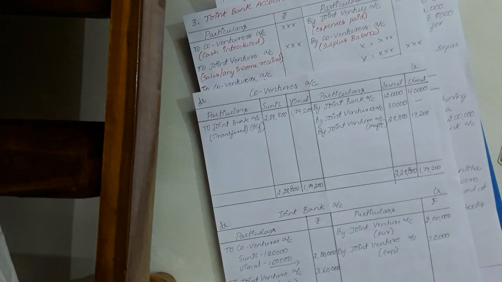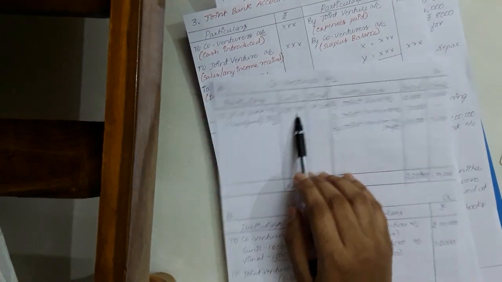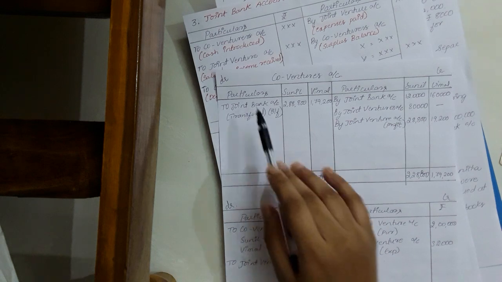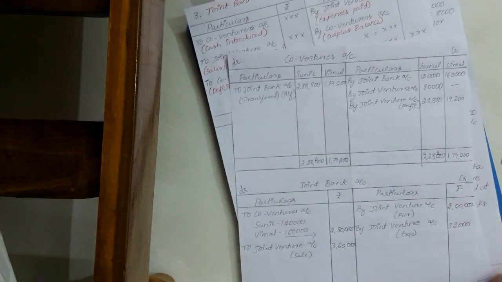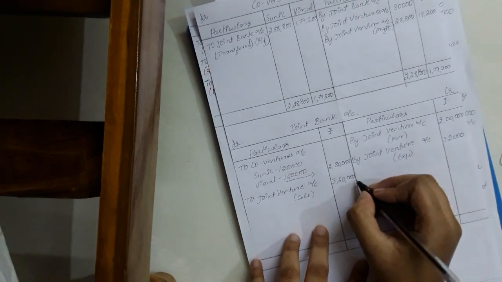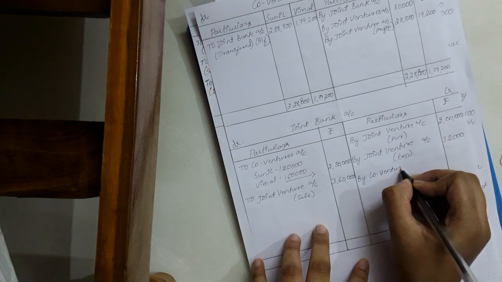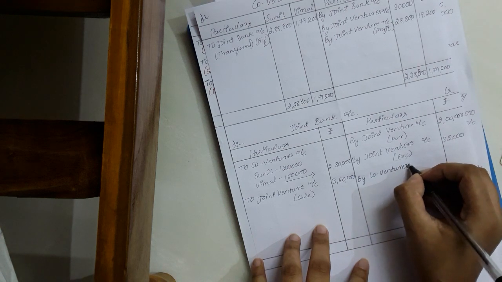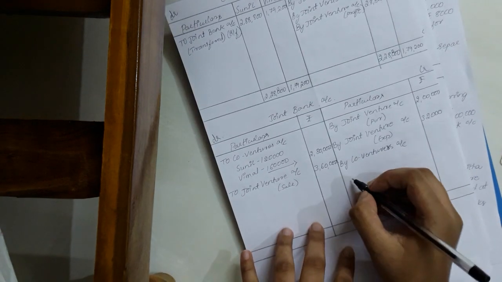Next is the surplus value. So what is the surplus given here? This is the surplus that needs to be transferred, right? We have transferred it to the joint bank account. So the surplus value we need to write here, on the debit side. So by co-venturers account, this is the co-venturers account.